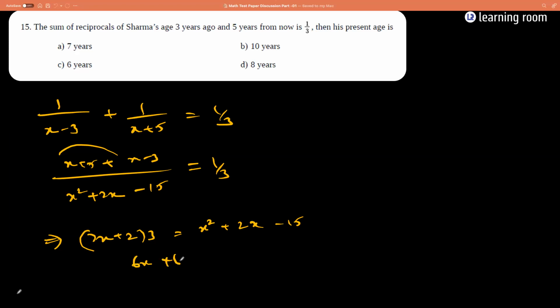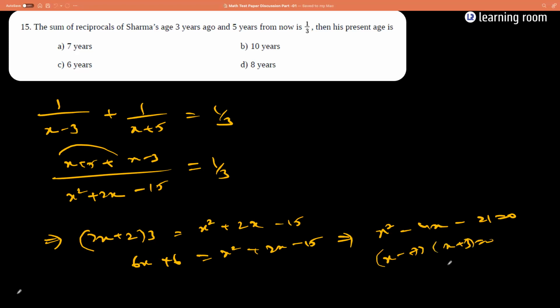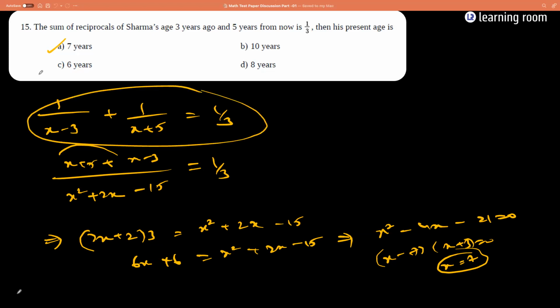So 6x plus 6 is equal to x square plus 2x minus 15, which implies x square minus 4x minus 21 is equal to 0. So what will be the answer? x minus 7 into x plus 3 is equal to 0. x would be 7. Is there an option? Yes, sir. 15A is the answer. I hope everyone is clear with this equation.